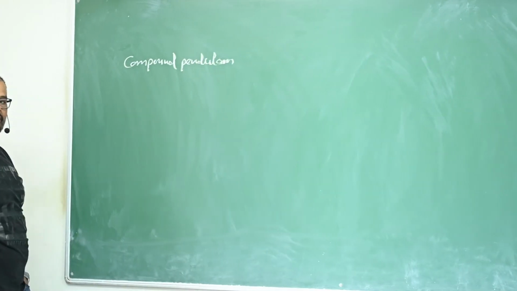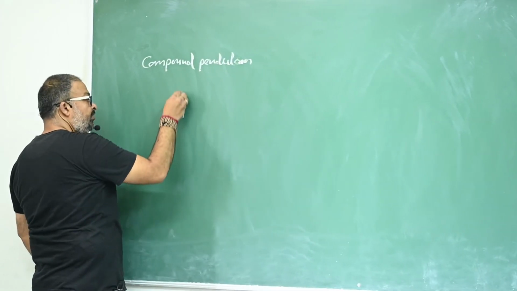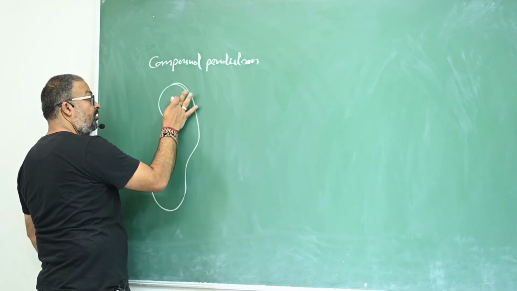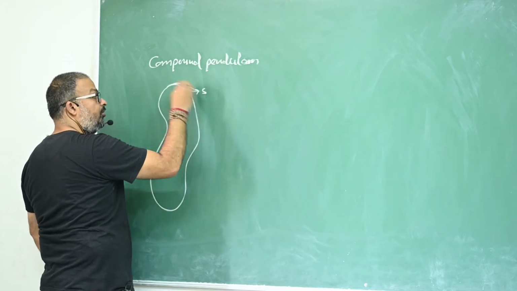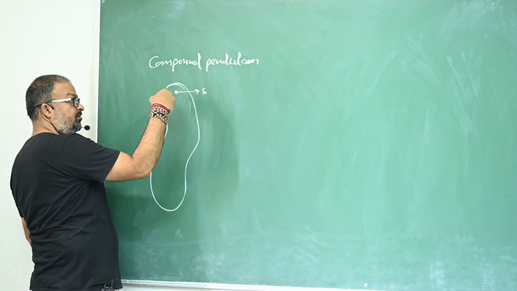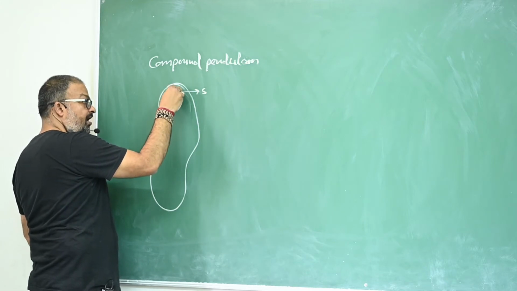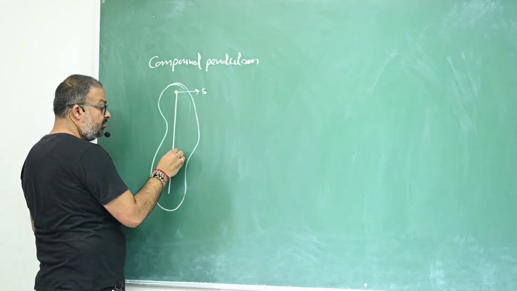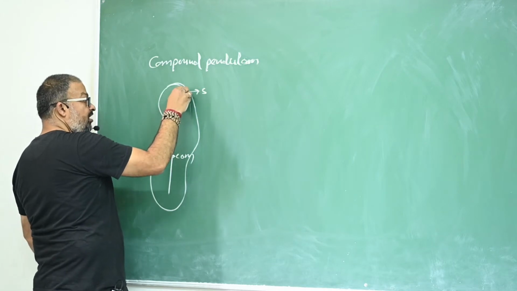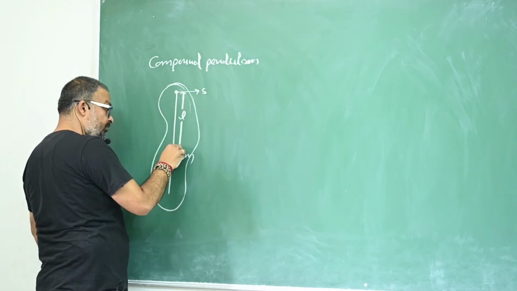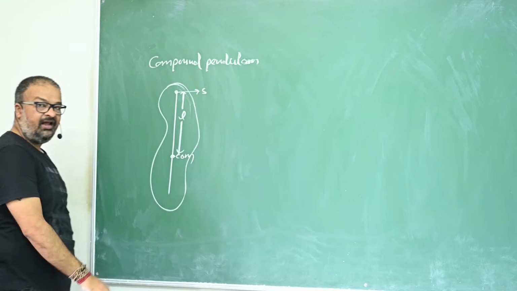Okay, now we are talking about compound pendulum. Let's say this is a rigid body. This is its point of suspension. This is suspended from about this point, right? And this is its center of mass. Distance of the center of mass from the axis of rotation is, let's say, L.